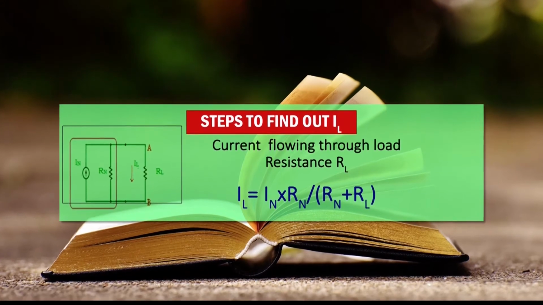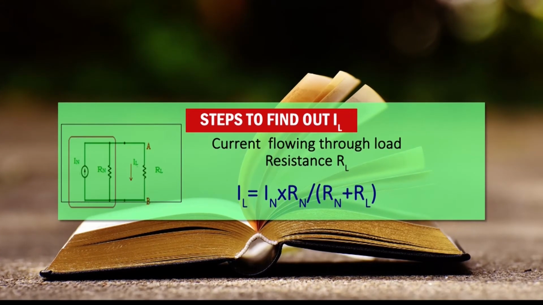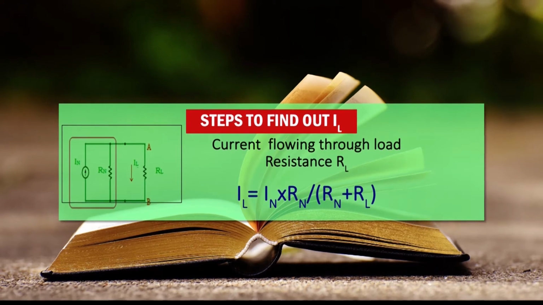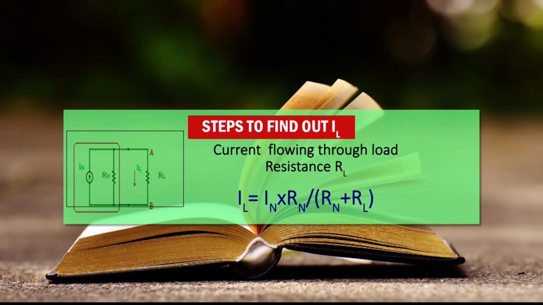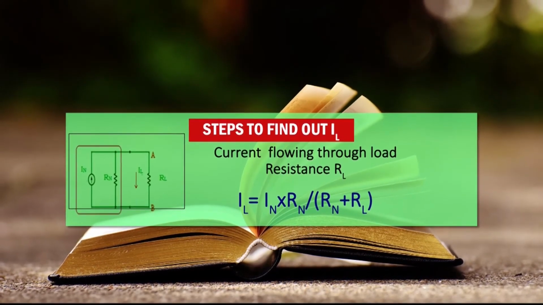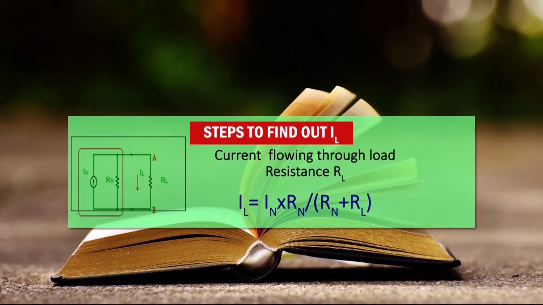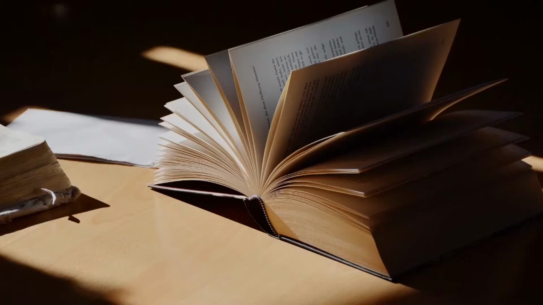IL is equal to the total current, that is the Norton current, multiplied by the resistance of the opposite branch of branch AB, that means multiplied by RN, divided by the summation of the resistances of these two branches, that means RN and RL. So finally IL can be calculated as IN multiplied by RN upon RN plus RL.